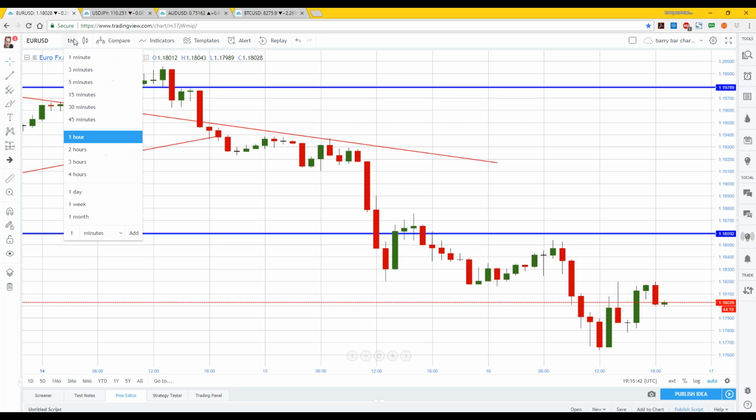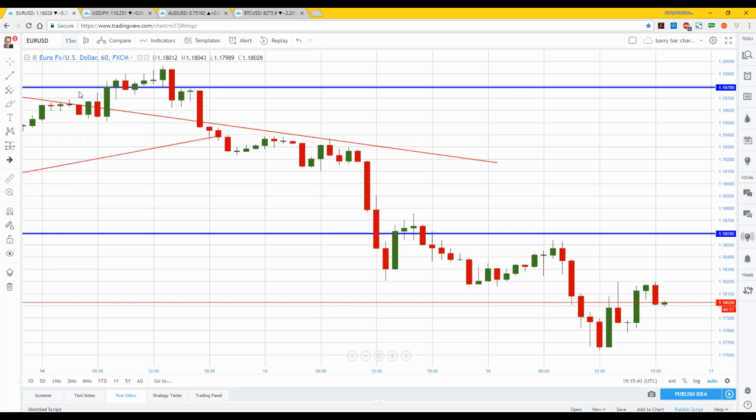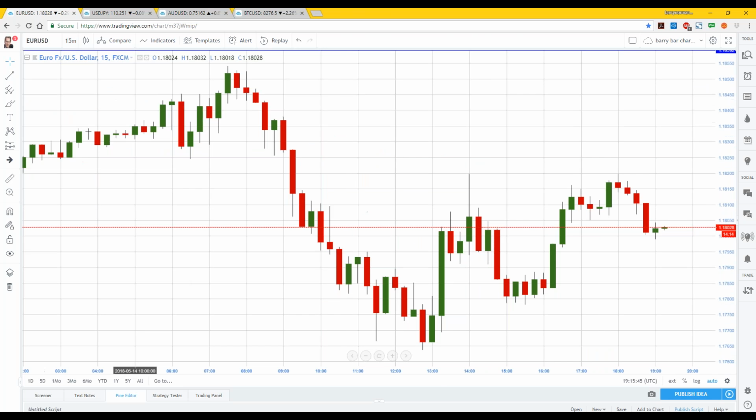We can also drop it down to a 15-minute chart. That means that we have 4 candles making up every 1 hour. So we're seeing more precise information. But your time frame should reflect the type of trading you're doing.